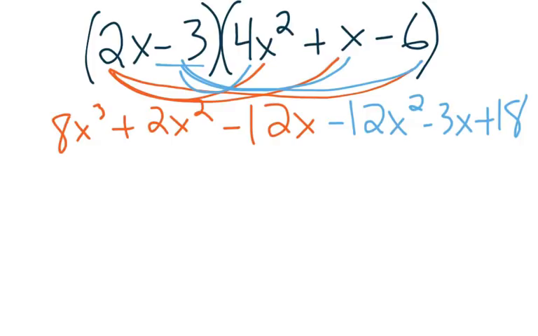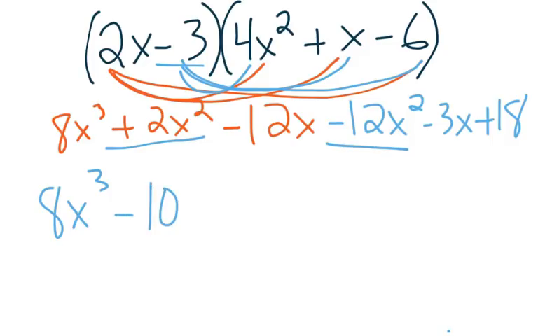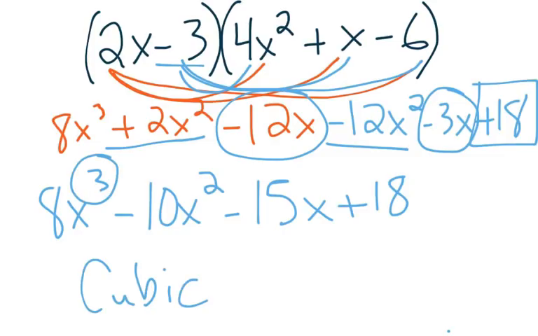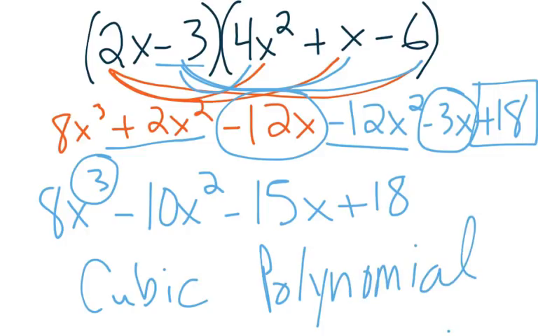Now I'm going to combine like terms. So 8x cubed is on its own. 2x squared minus 12x squared becomes negative 10x squared. Negative 12x minus 3x becomes negative 15x. And then 18, which is my sole constant, is all by itself. All right, and this is in standard form, which is good. That's how a polynomial is supposed to be. So, highest degree is a 3, so this is a cubic polynomial. And I always say polynomial if it's 4 or more terms.